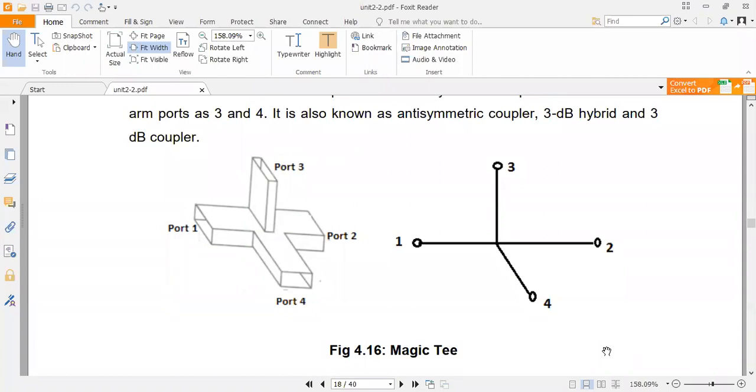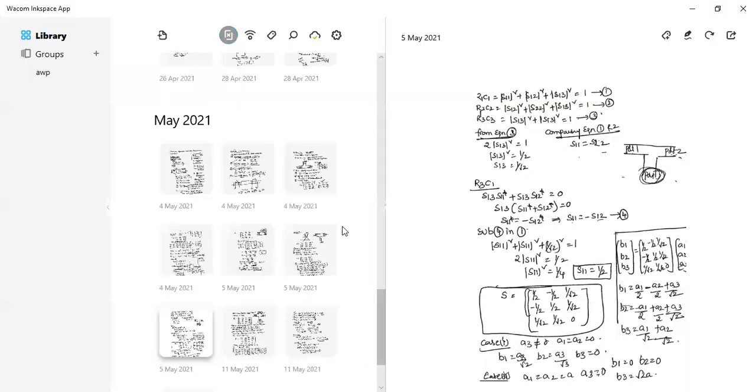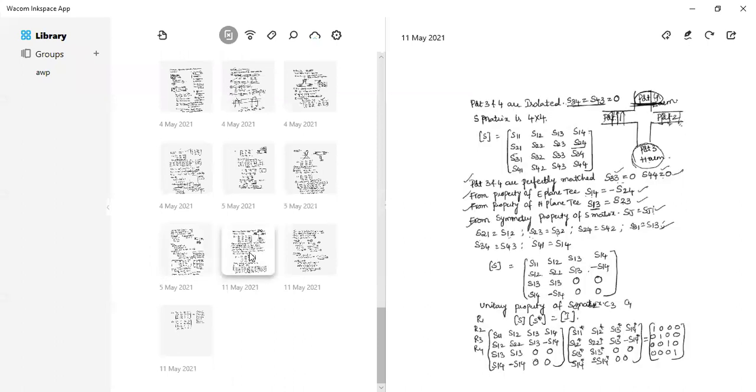I hope you understood what is a magic T. We already covered what is E-plane T and what is H-plane T, and today we have covered what is magic T. Any doubts in this derivation or anything? Did you understand what we have done? So what we did today, let's go back and see: the magic T we have considered has four ports. Port 4 we are taking as the E arm and port 3 we have taken as the H arm.